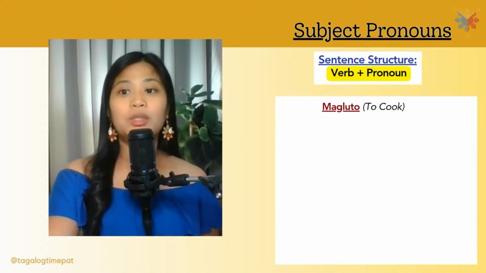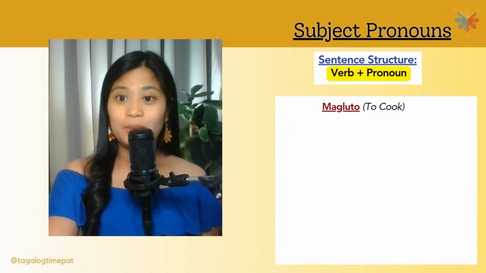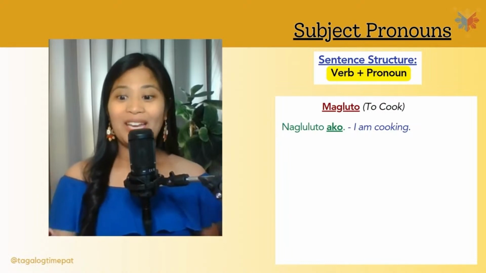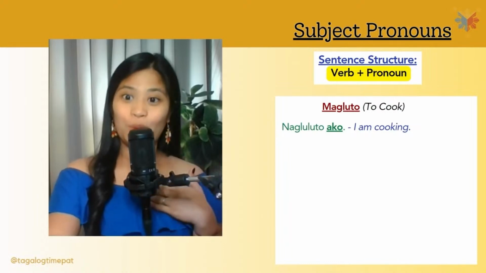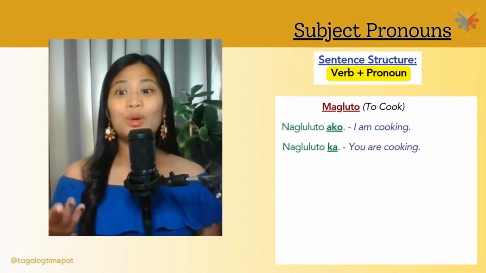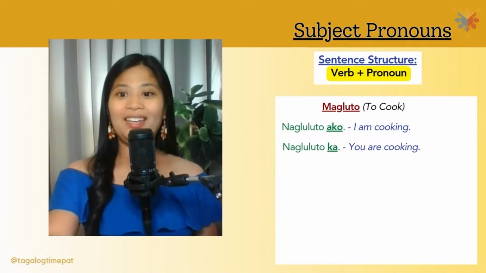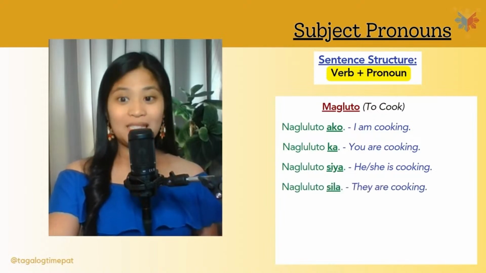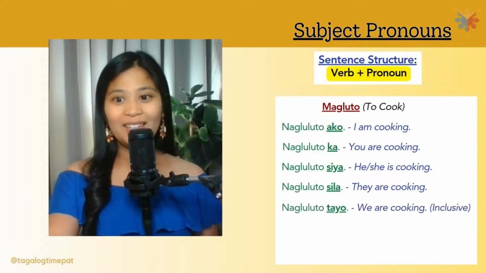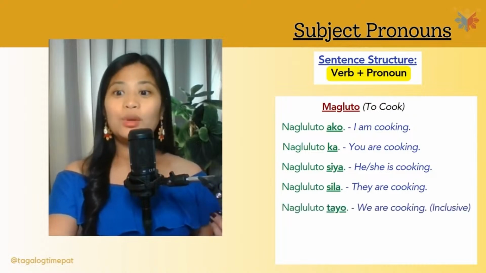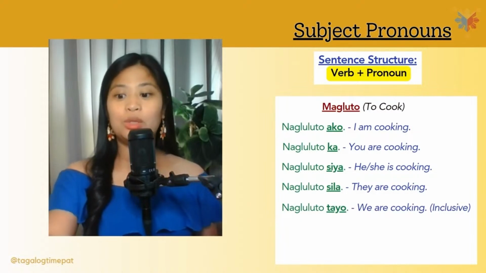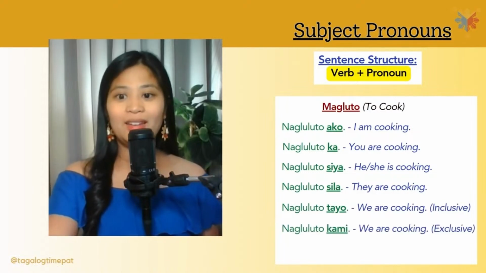Using the subject pronouns we just learned, here are some simple sentences. Nagluluto ako. I am cooking. Nagluluto ako. Nagluluto ka. You are cooking. Nagluluto siya. He or she is cooking. Nagluluto sila. They are cooking. Nagluluto tayo. We are all cooking together. So remember, that's inclusive. We're all doing it.